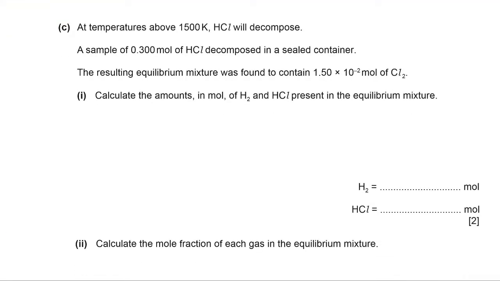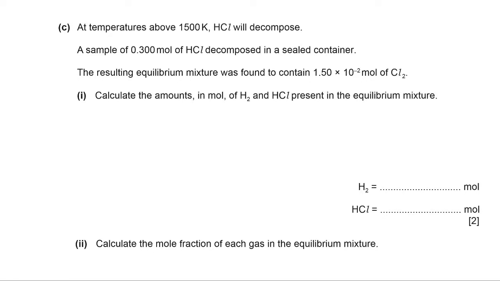Question C. At temperatures above 1500 Kelvin, HCl will decompose. A sample of 0.3 mole of HCl decomposed in a sealed container. The resulting equilibrium mixture was found to contain 1.5 times 10 to the power minus 2 mole of chlorine. Now the question: calculate the amount in mole of hydrogen and chlorine present in the equilibrium mixture.